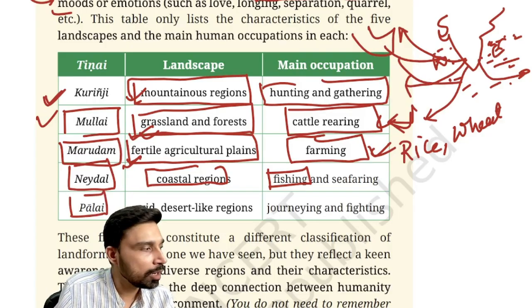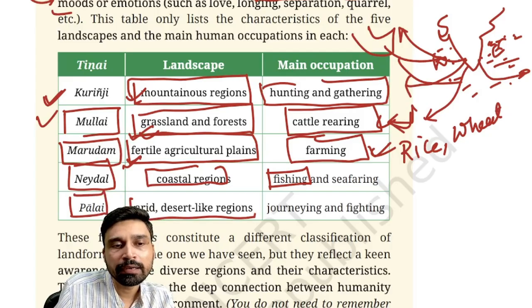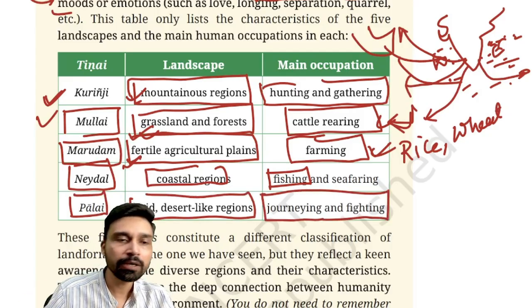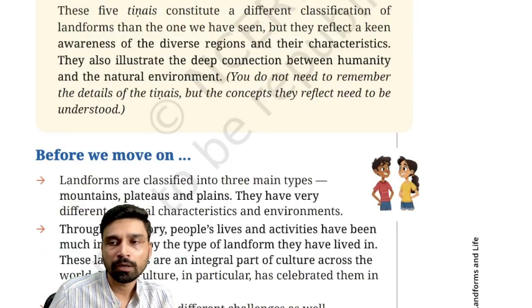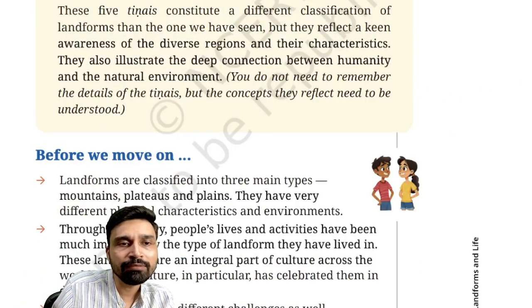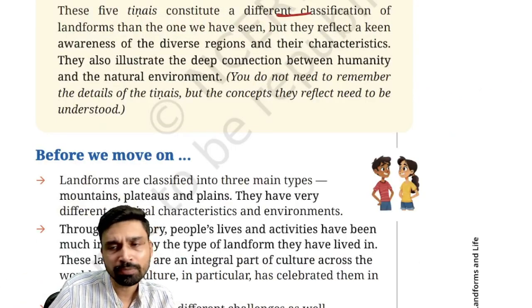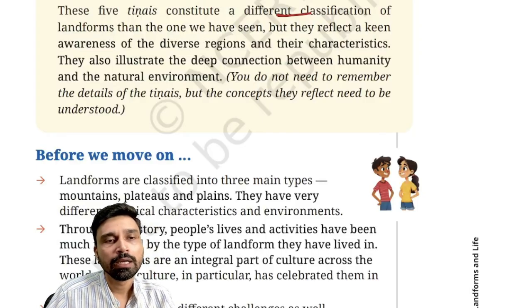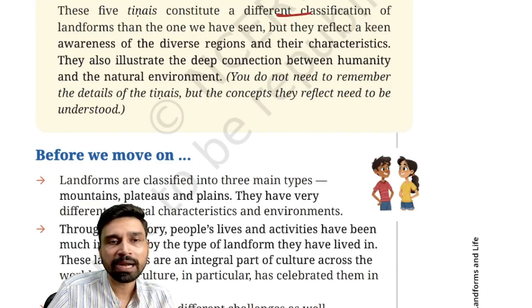And the last one is called Palai. Palai refers to arid, desert-like regions where journeying and fighting, because of limited resources, has been the general way of life for people. So these five things constitute a different classification of landform compared to what we use in our modern times, like mountains, plateaus, and plains.